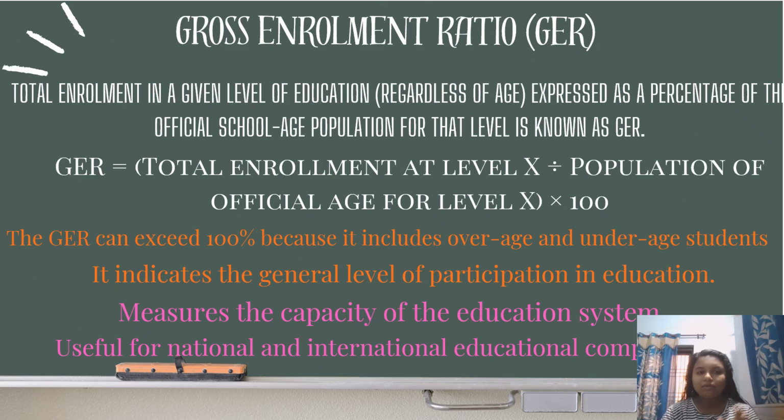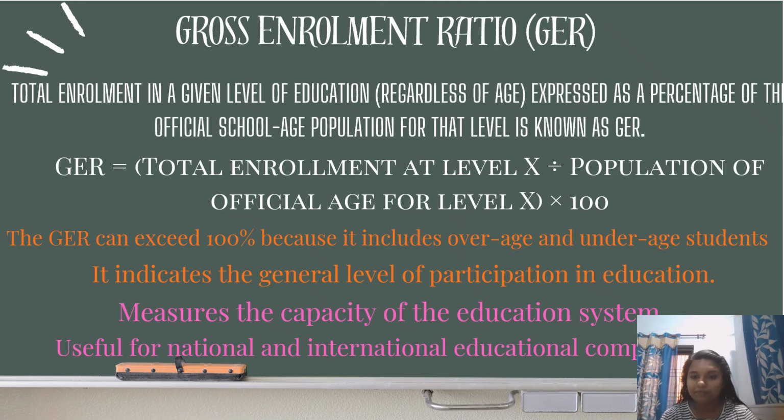It is the enrollment in a given level of education, expressed as a percentage of the official school age population for that level. So it's regardless of age. For example, in the year 2025, 1,25,000 students entered first standard, and the official age population is 1 lakh. Then 1,25,000 divided by 1 lakh into 100 is the GER.